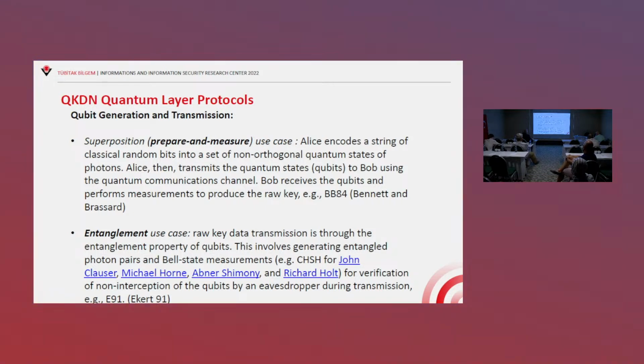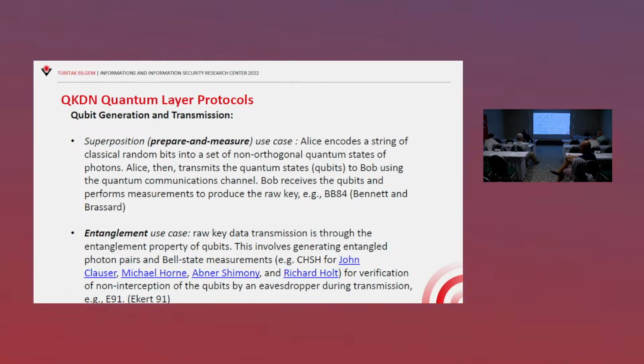The typical example of this is the BB84 protocol that was invented by Bennett and Brassard at AT&T Bell Labs at the time. And as the name indicates, this was invented in 1984. So this shows how far back the use of quantum technologies in communications goes.